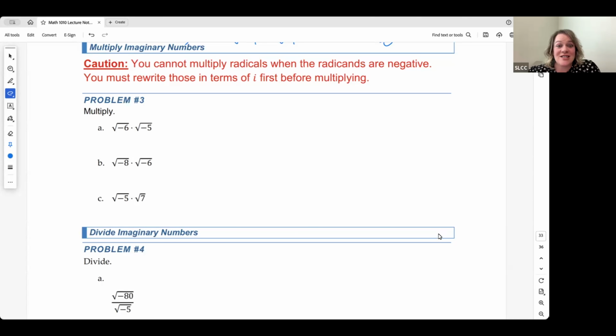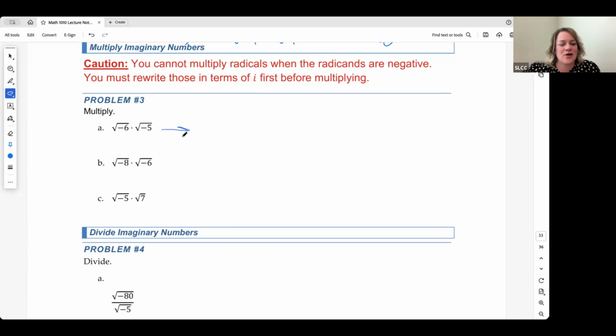Just a big red caution before we get started. You cannot multiply radicals when the radicands are negative. You must rewrite those in terms of i first. So if you thought you could just mash them together and say a negative times a negative is positive, and this is just root 30, no, it's not. This is root 6i times root 5i. So be careful of that. Change it to i first.